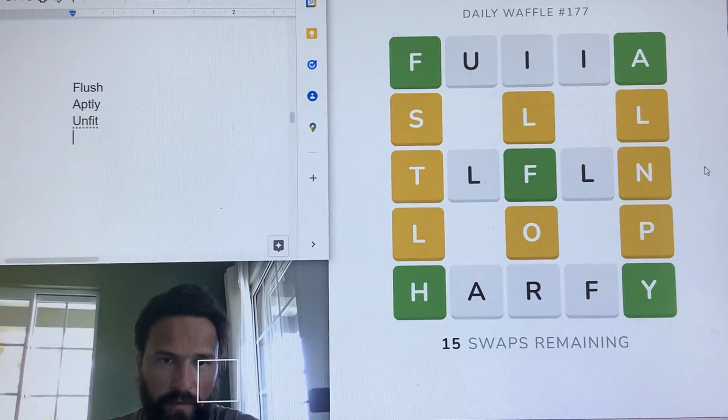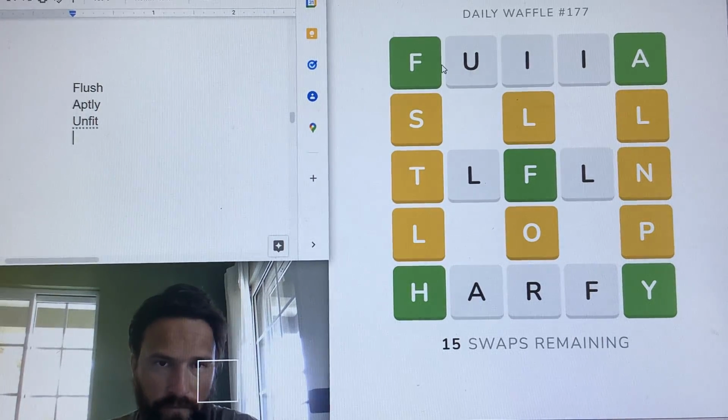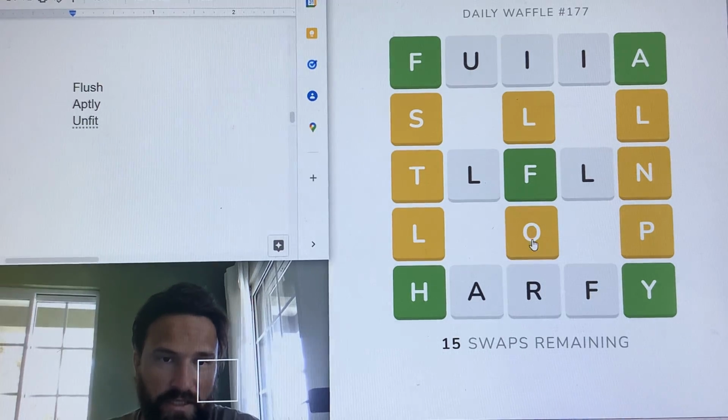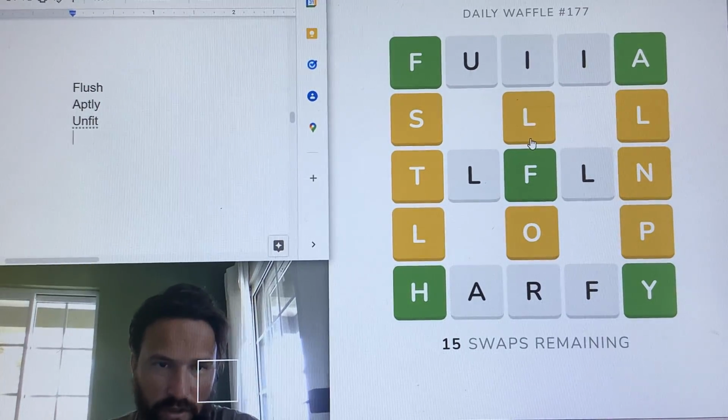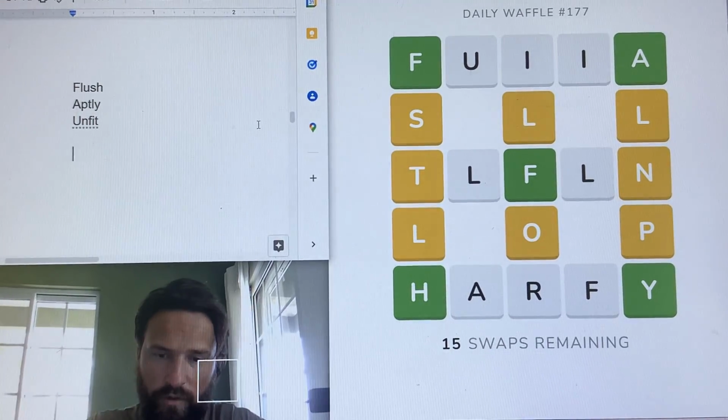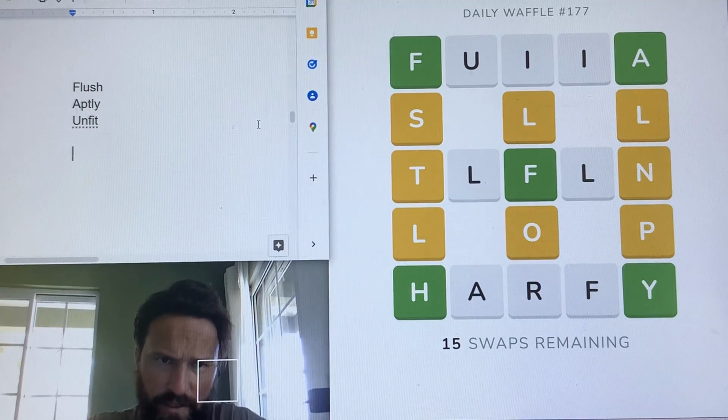So we got these three words making the H of the waffle. And then we have very little information about the top word and the bottom word, but we have a lot of information about the up and down word here because these 2 letters absolutely have to be in the word. So flush, aptly, unfit. Let's do the word bank and see what letters we have left.